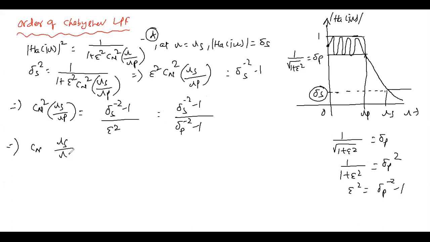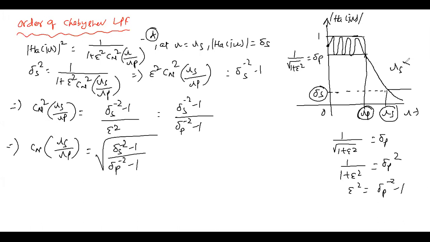Cn omega s by omega p. Simple: square root of del s minus 2 minus 1 over del p to the power minus 2 minus 1. Now can someone tell me what is the value of omega s by omega p? Is it greater than 1 or less than 1? Greater than 1, sir. Obviously, omega s is always greater than omega p. Yes or not? So we can say that omega s by omega p is always greater than 1. So what formula will I use?